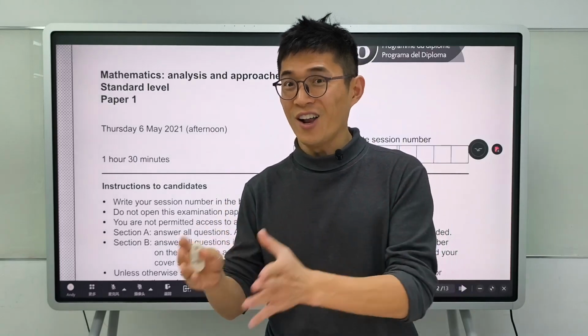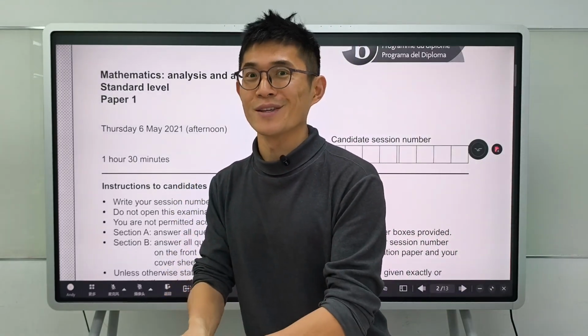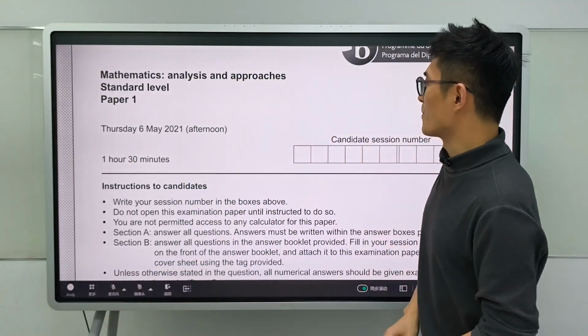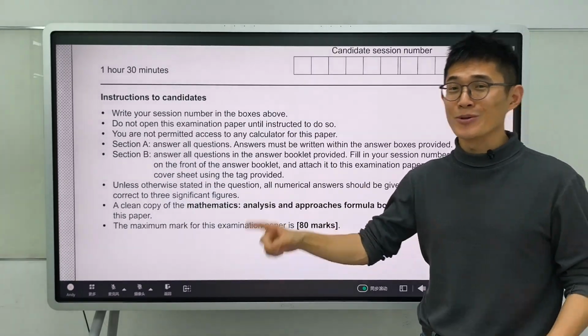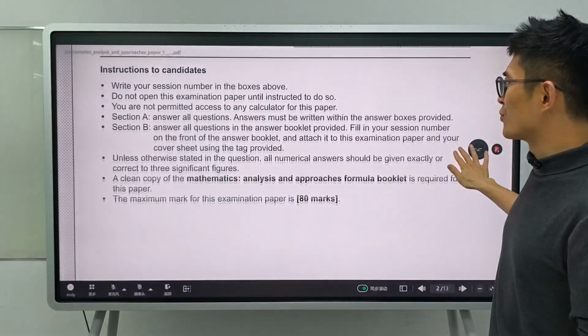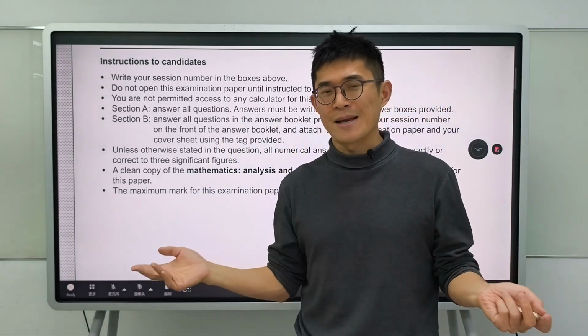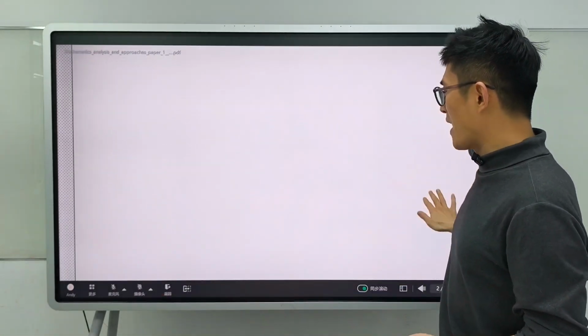Normally the rule is you're not allowed to use a calculator in this paper. As you can see here, the full mark is 80. I hope you can get 80 for the 2025 examination. So let's take a look at the last few problems.